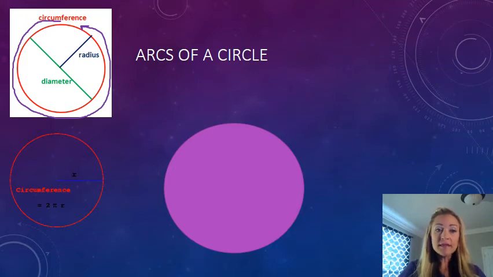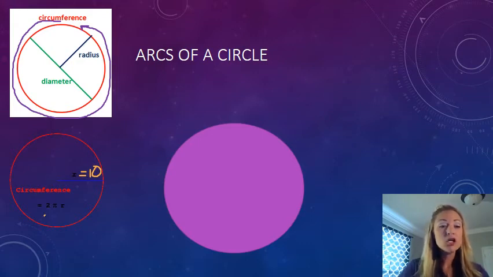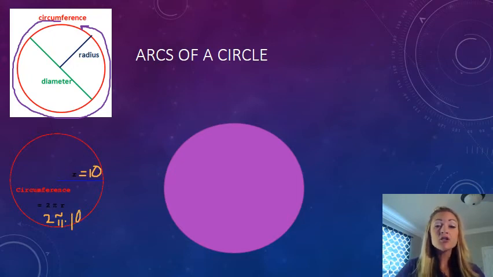So let's go down to this circle over here, and let's pretend our radius is 10. If our radius is 10, we can just, again, plug it into our formula. The circumference formula tells us that it's 2 times pi times the radius. So 2 times pi times our radius, in this case 10. So for our circumference, we can put 2 and 10 together. If we multiply that, we get 20 pi.